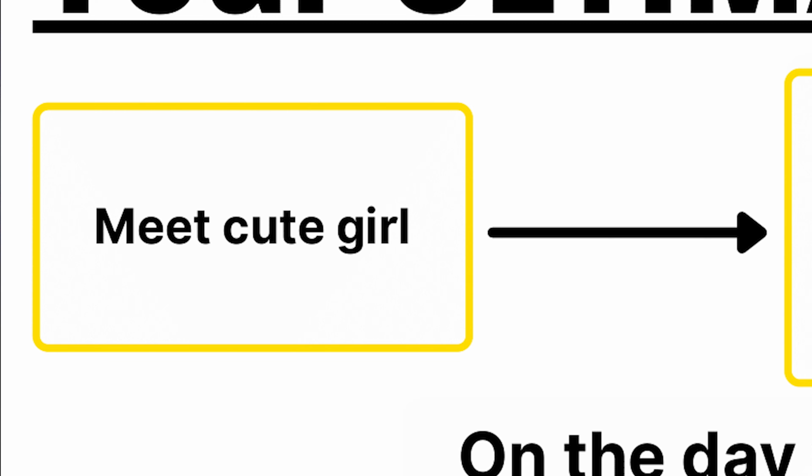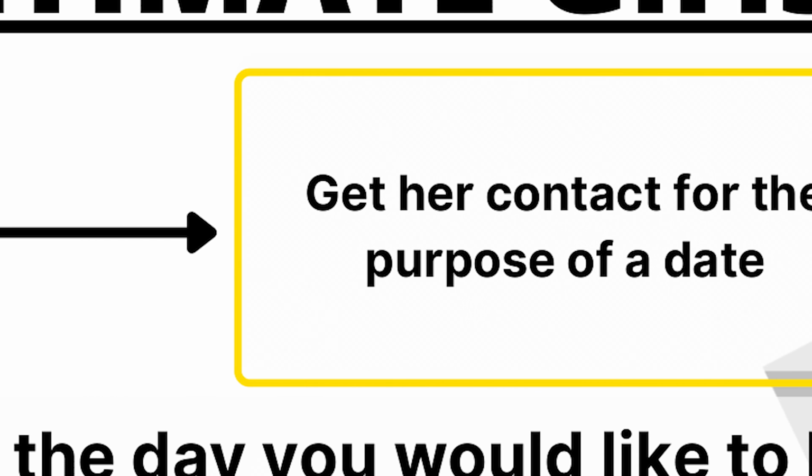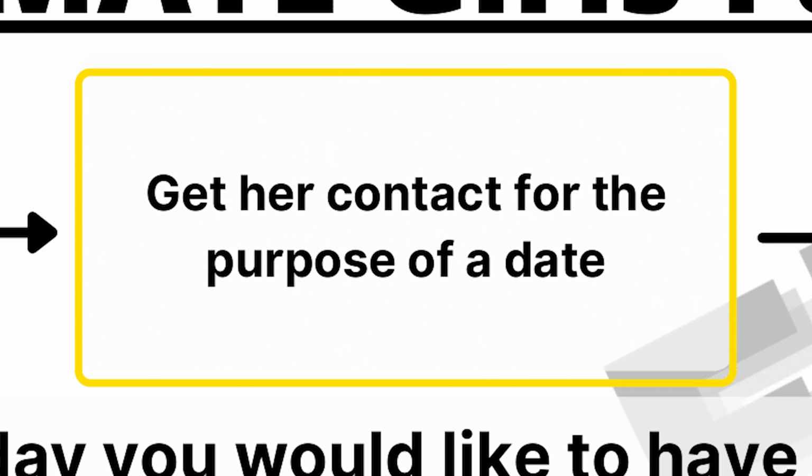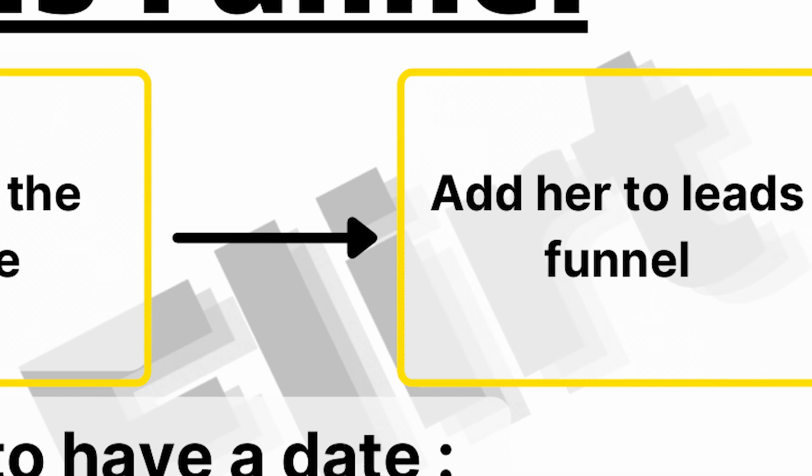Very important here. First, you're going to meet a girl and you're going to get her contact. It's extremely important that you get her contact only for the sole purpose of organizing a date. When you take her contact, she must know that you're taking it because you're going to ask her out later. You should see taking a girl's contact as a bridge to the future, so that she knows that in the future you're going to talk to her only because you plan to set up a date with her. Once that's done, you're going to add this girl to your leads funnel.